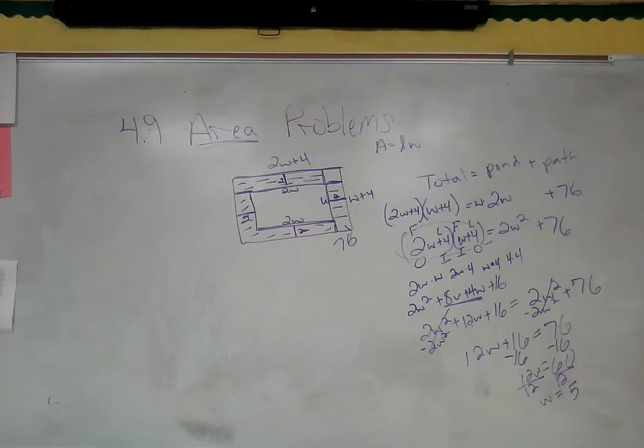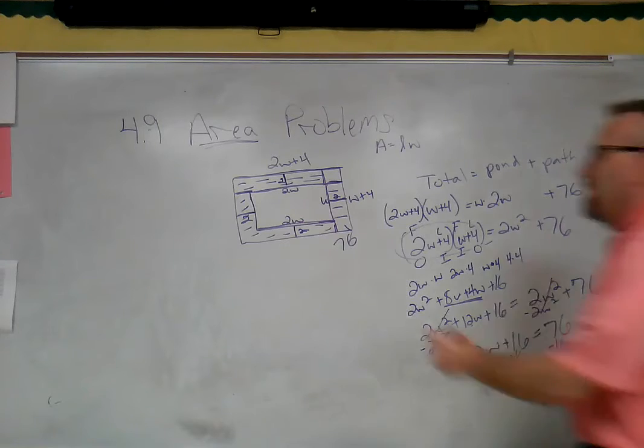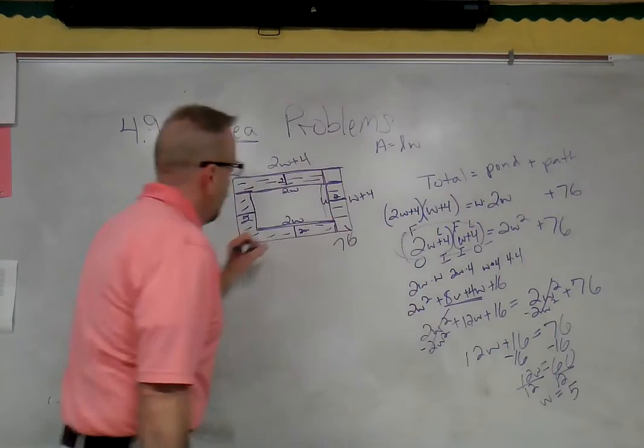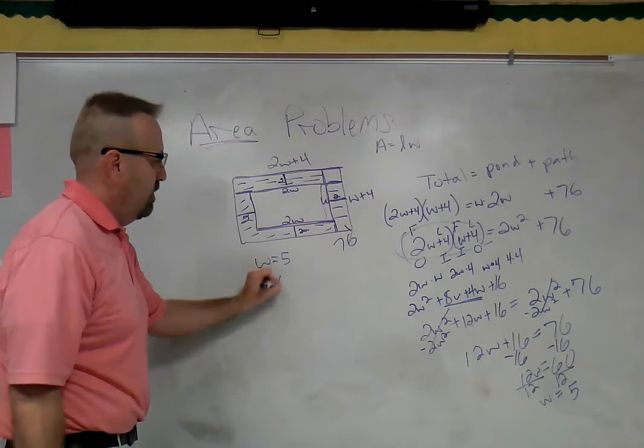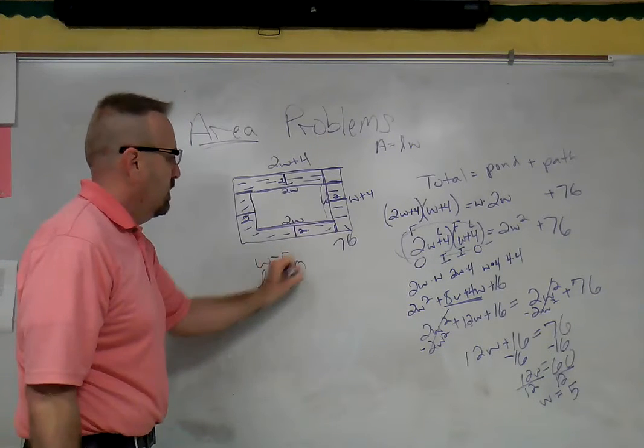Now we've got to read what the question asked us. Find the dimensions of the pond. So the width is 5. What's the length? 10. And those were meters. Okay.